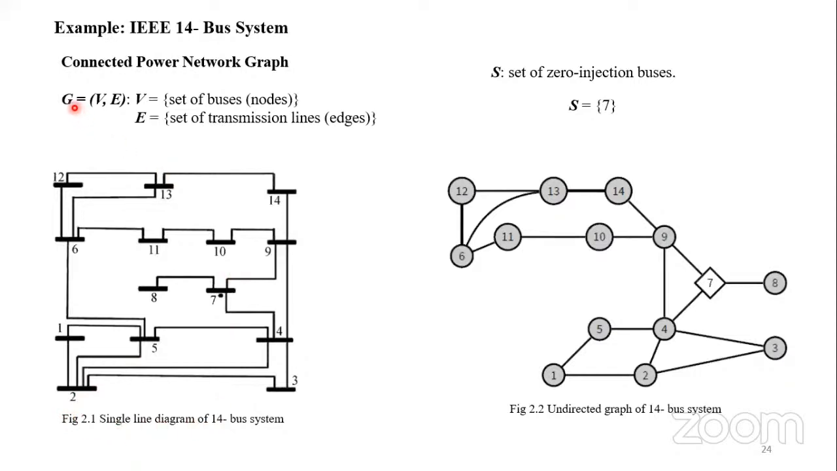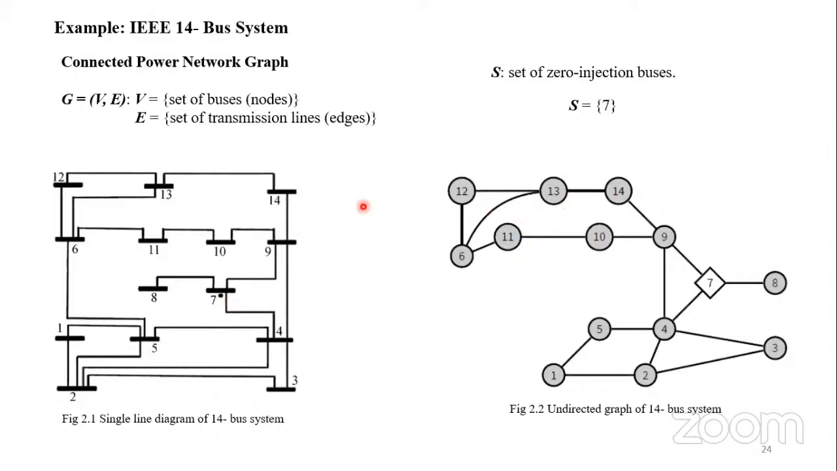And this G is a graph here, V is vertex and E is edges. Vertex means we are talking about the node. If you take the IEEE 14 bus system, it means there are 14 buses, 14 nodes, as you can count here. Edges mean lines, transmission lines, and the total number of lines in the IEEE 14 bus system is 20. As you are seeing here, bus number 7 is a zero injection bus, as I have used the static data which is available online.